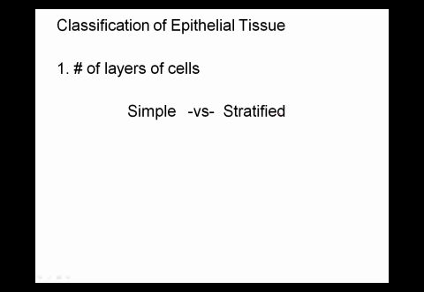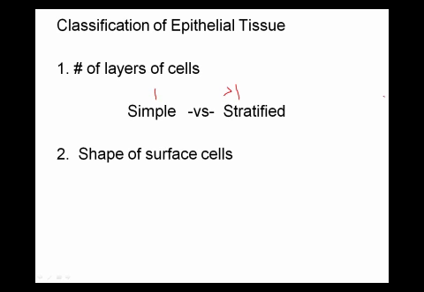We classify epithelial tissue based on two criteria. The first one is the number of layers of cells. A simple epithelium consists of a single cell layer. Stratified epithelium consists of multiple layers of cells stacked on top of one another. So this is the first criteria.